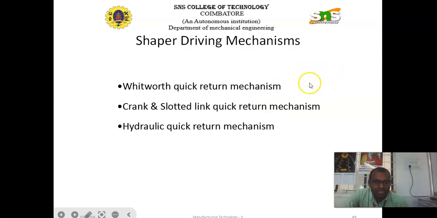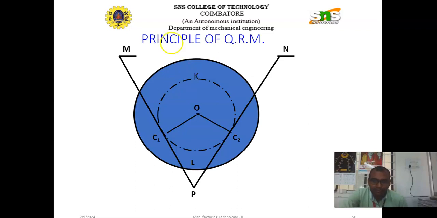There are about three different types of drive mechanism used in the shaping machine. The first one is the without quick return mechanism. In this lecture video series, we are going to discuss the first mechanism, that is, without quick return mechanism. The second is the crank and slotted link quick return mechanism. The third one is the hydraulic quick return mechanism. This is the simplest diagram of the principle of quick return mechanism.